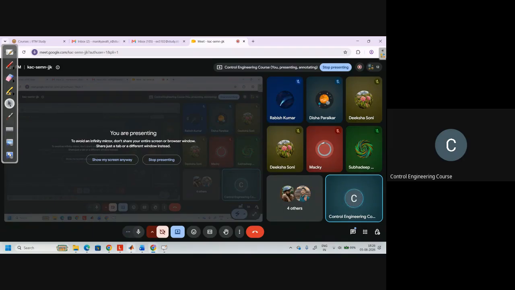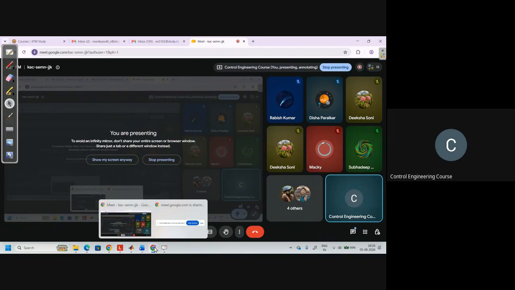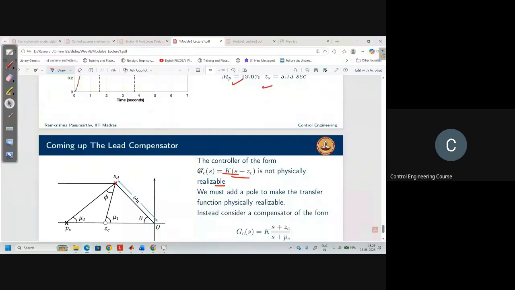That's why the PD controller which we have designed, which we have seen so far, acts as a differentiator. That means it amplifies high frequencies.